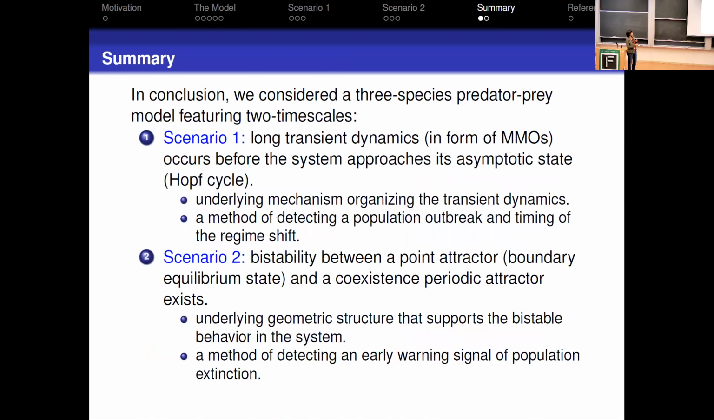And so to summarize, what we did was we considered a 3-species predator-prey model featuring 2 time scales, and we looked at the dynamics near the singular Hopf bifurcation. We looked at 2 scenarios: scenario 1 where we had a supercritical Hopf bifurcation, and scenario 2 where we had a subcritical Hopf bifurcation. In both cases, we looked at the underlying geometry that supports this kind of behavior. We analyzed the transient dynamics, and we then also found 2 different methods. One method was used to detect a population spike, and the second method was used to detect a population extinction.